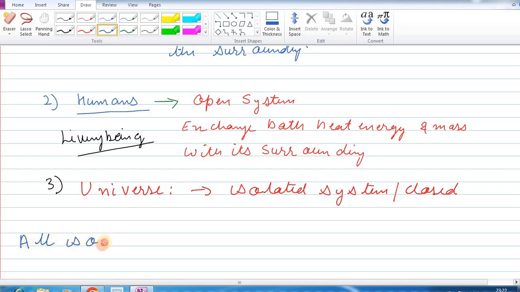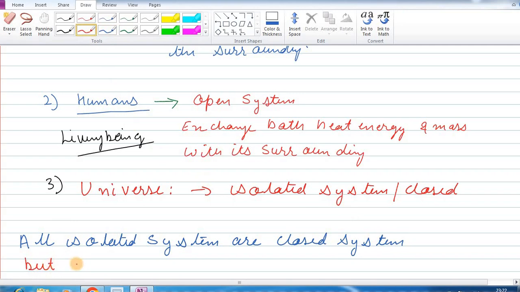All isolated systems are closed systems, but all closed systems are not isolated systems.